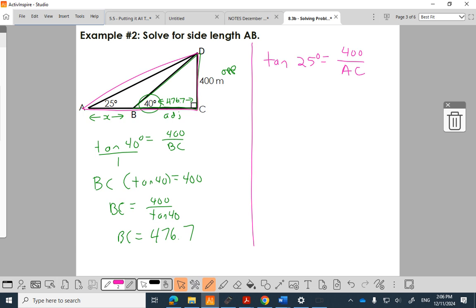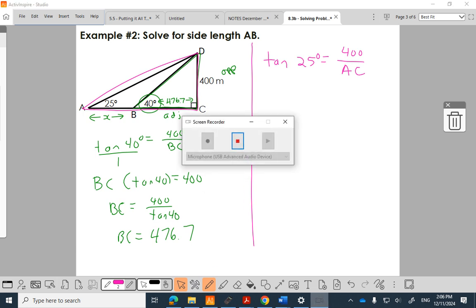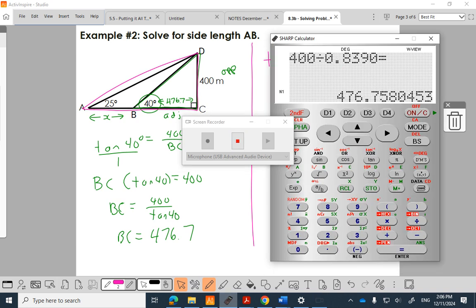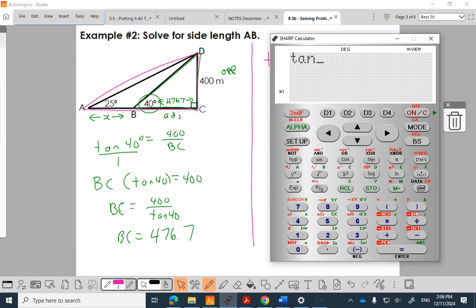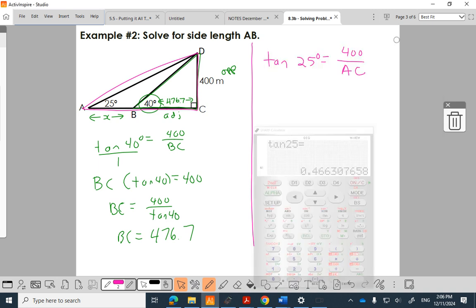But because I want to do great teaching today, this time I won't do my fancy way. I'll just get the decimals. Can you put tan 25 in your calculator? Do it the other way. I love the other way. What other way? 0.4663, where you don't get a decimal to the end.